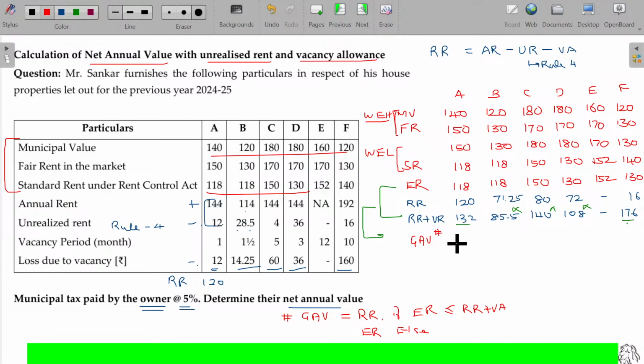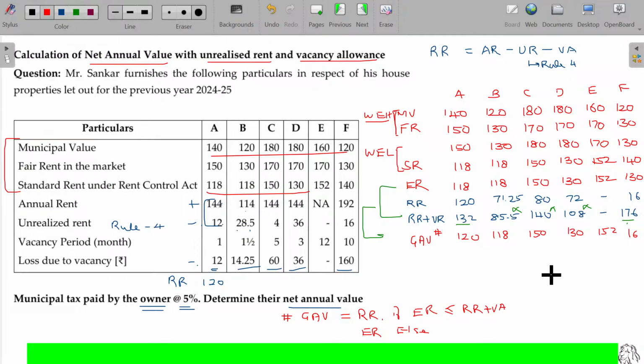So here 120, sorry, 120. Here 176. In the rest of the cases, I never take or trust your value because you are undervalued. So I will take only the expected rent: 180, 150, 130, here 152. But in this case, if you are able to prove that genuinely you are not able to get a tenant because the house is no more suitable for living, an old house dilapidated that may fall at any time, then you can escape.